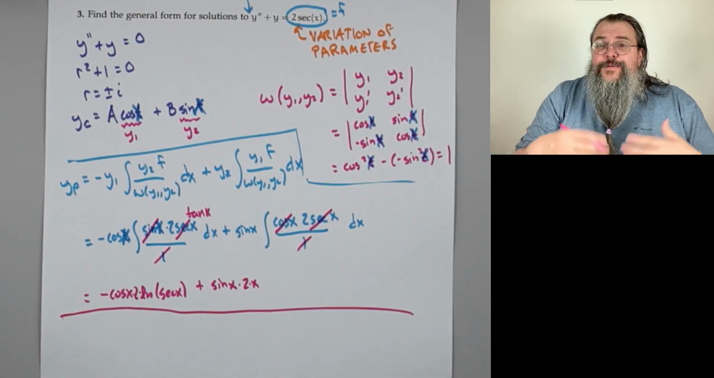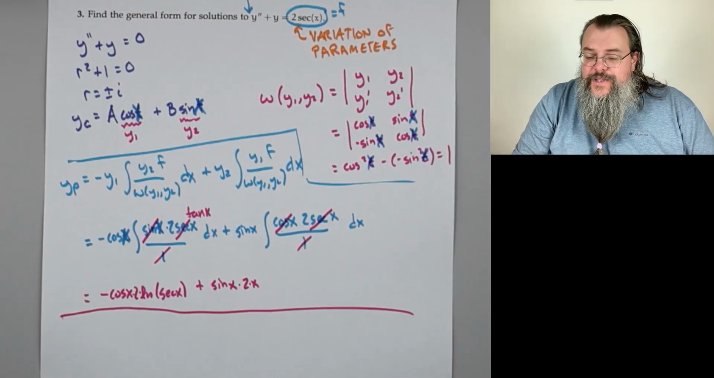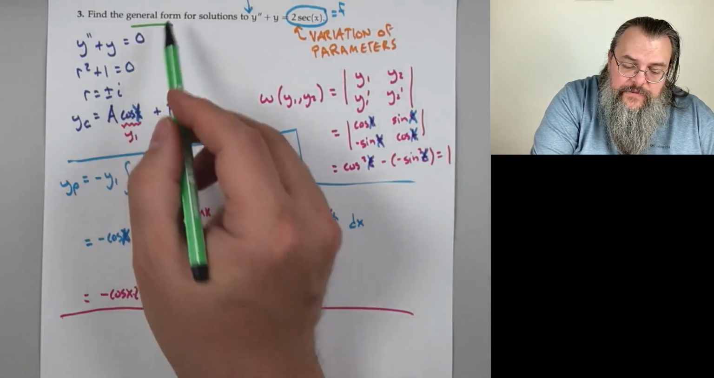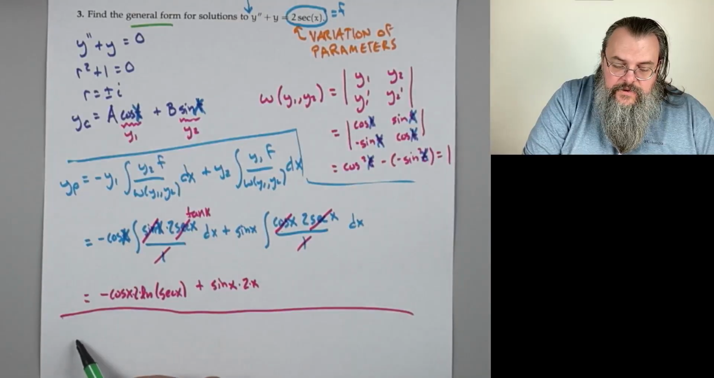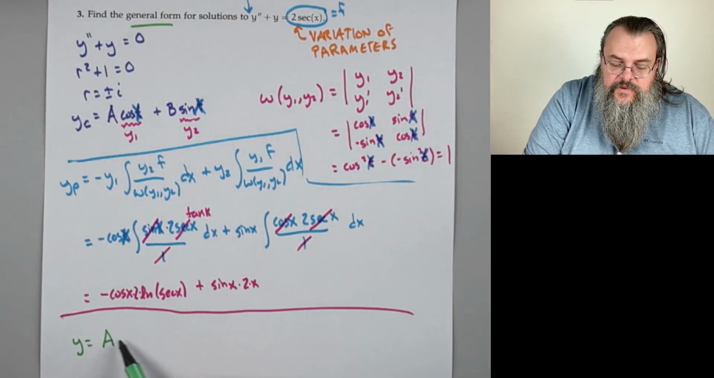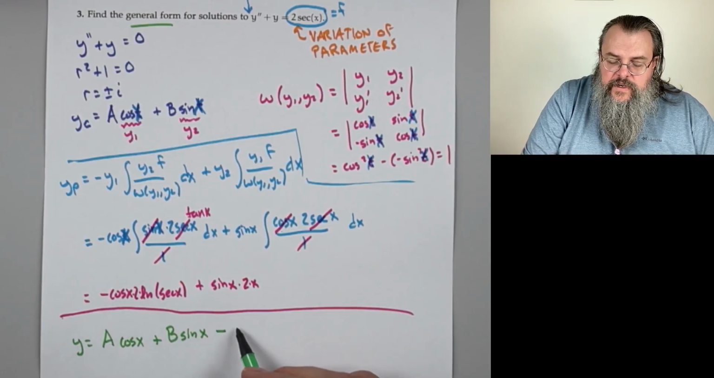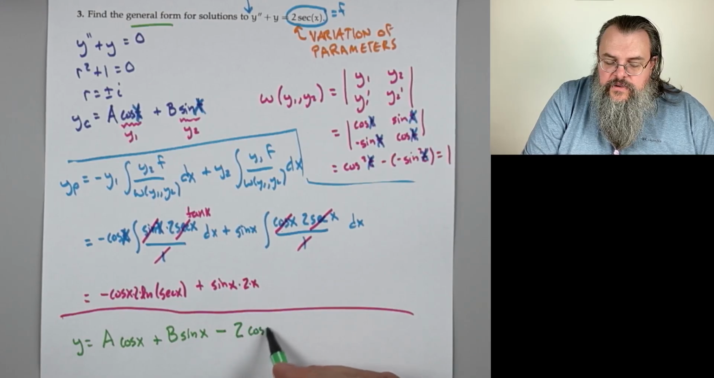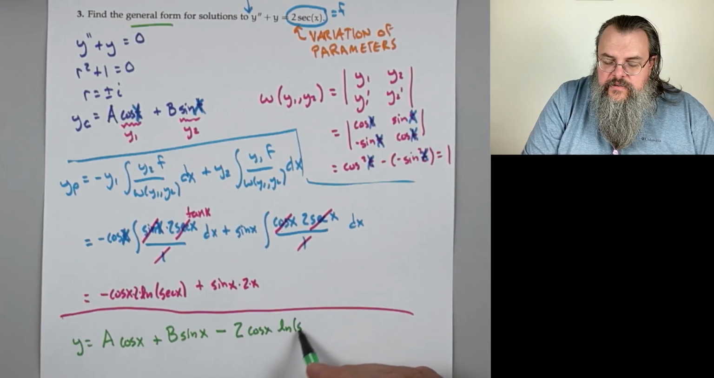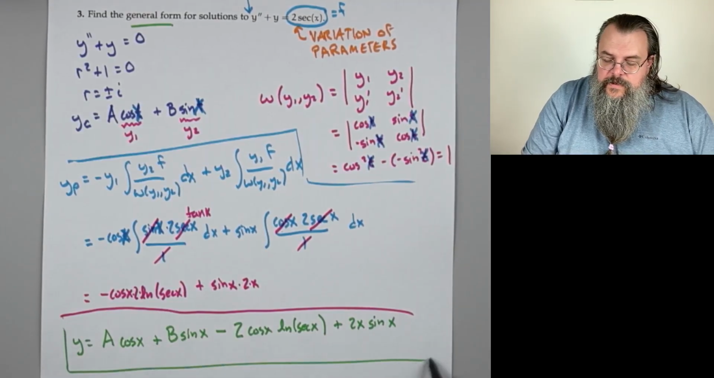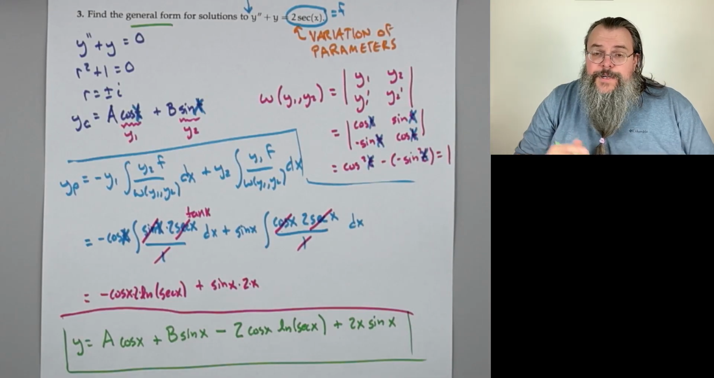And if we add the c's, we'll get the general. So how do we put it all together? What's the final answer? Well, because we want the general, we have to combine these two. So our answer is, we have some constant cosine x, some constant sine of x, minus 2 cosine x log secant x, and then plus 2x sine x. And that's the answer. And we're done.